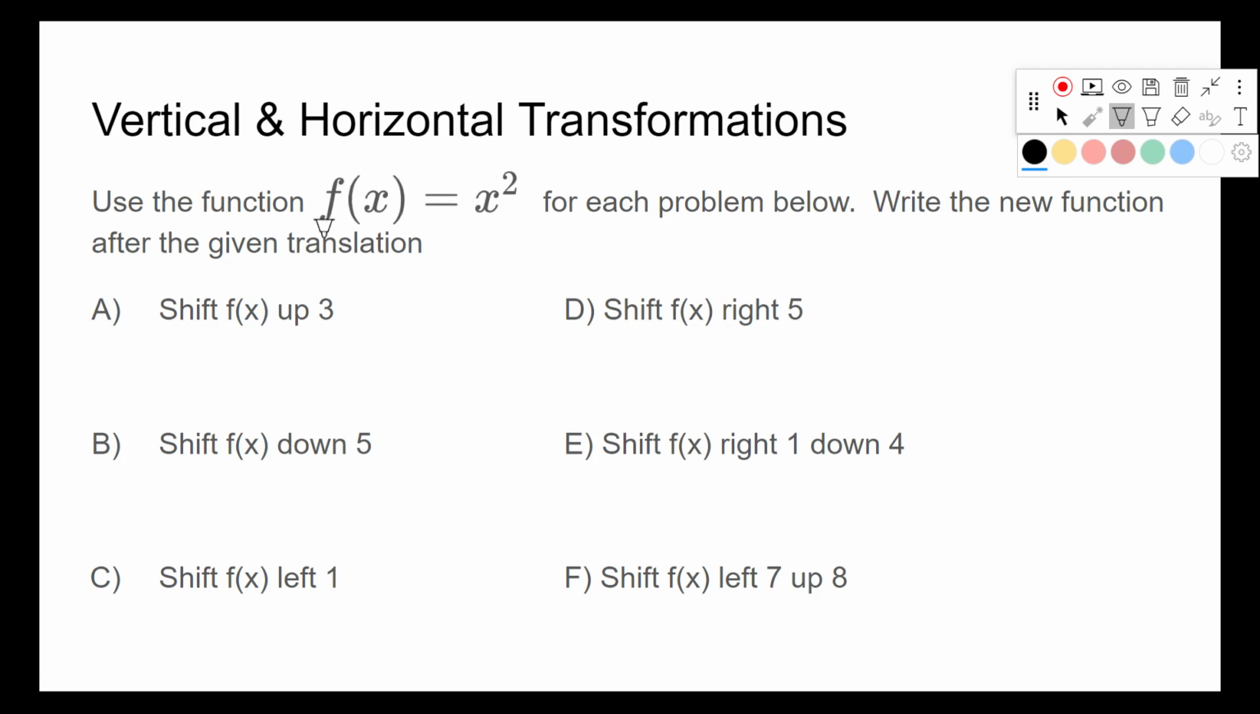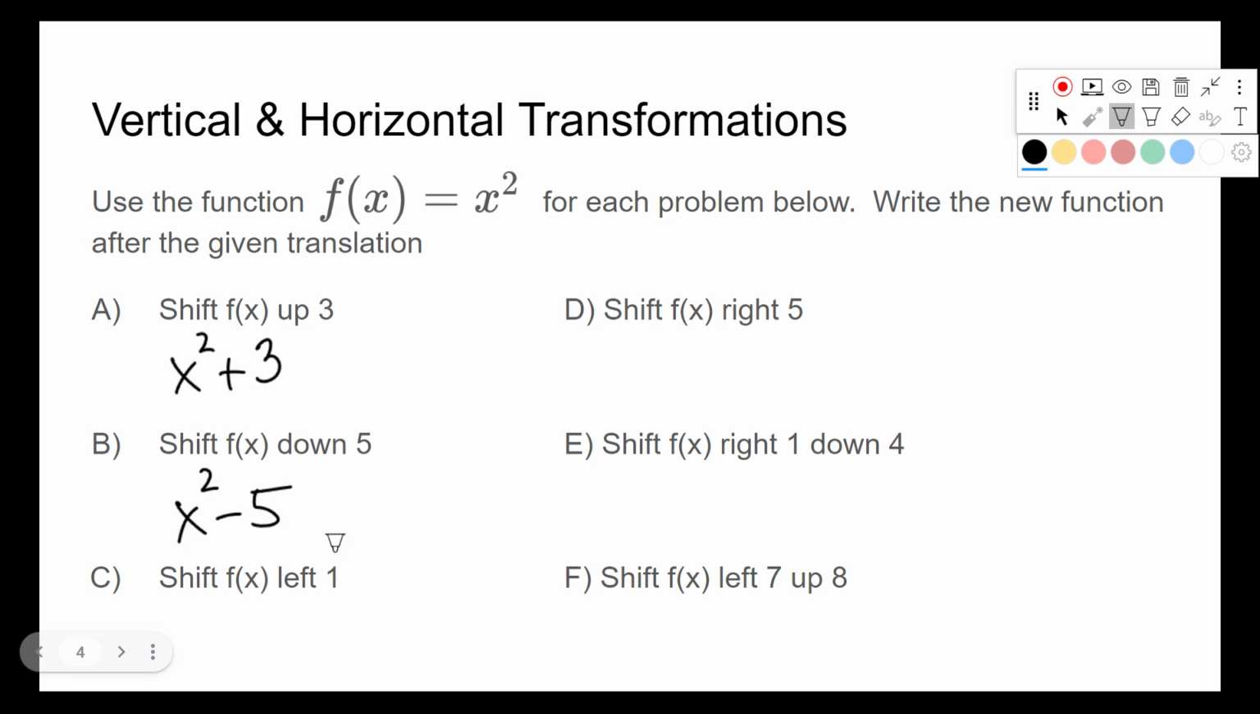Okay, so let's use this function, f of x equals x squared, and we're going to write the new function after the given translation. All right, so in letter A, I want you to take f of x and move it up 3. So my new equation would just be take x squared and add 3 to the end of it. That moves it up 3. If I want to take x squared and move it down 5, I'd take x squared and subtract 5.